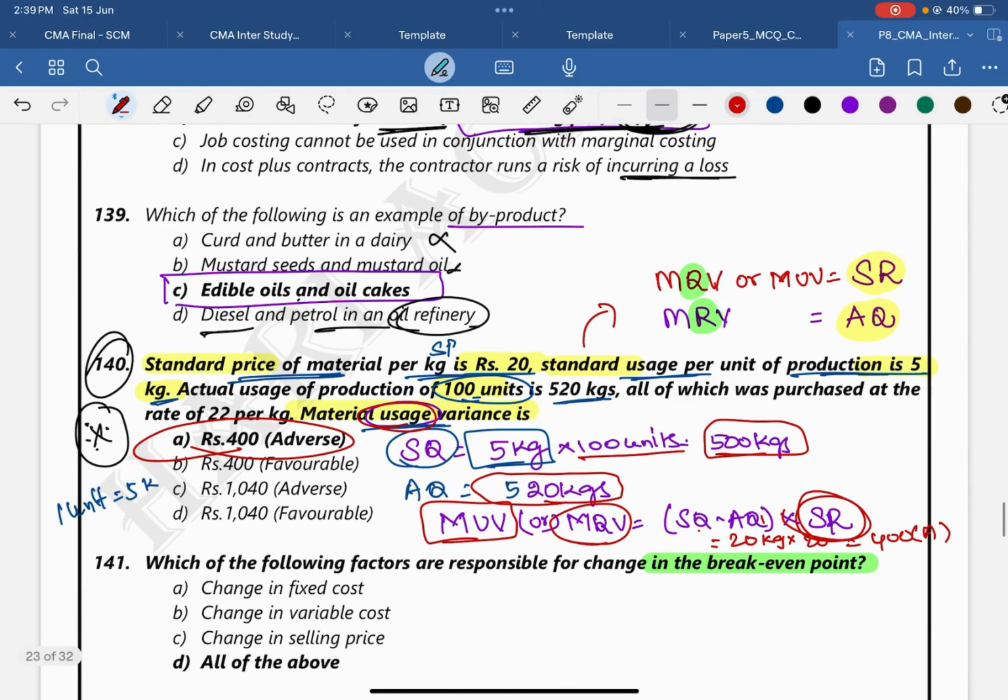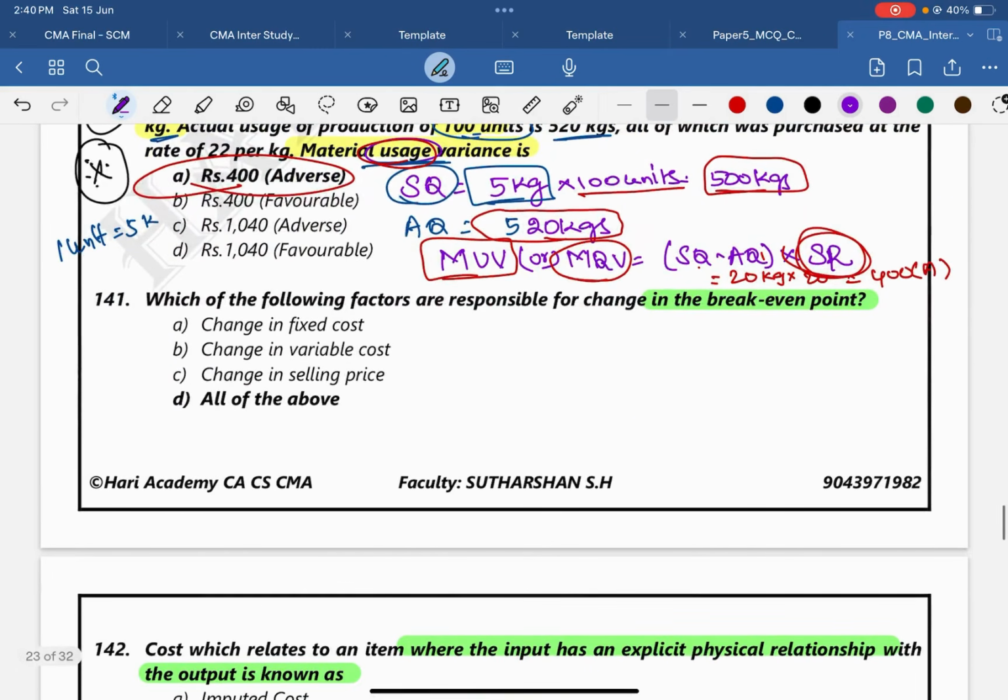Then here I want to give you one more tip on that part. Whenever you come across quantity or usage, you will use standard rate as a multiplying factor. Difference in quantity means standard quantity minus actual quantity into standard rate. If you come across rate, it is standard price minus actual price into actual quantity. Because who is responsible, you can easily remember from your study material. I don't want to go deep into that part.